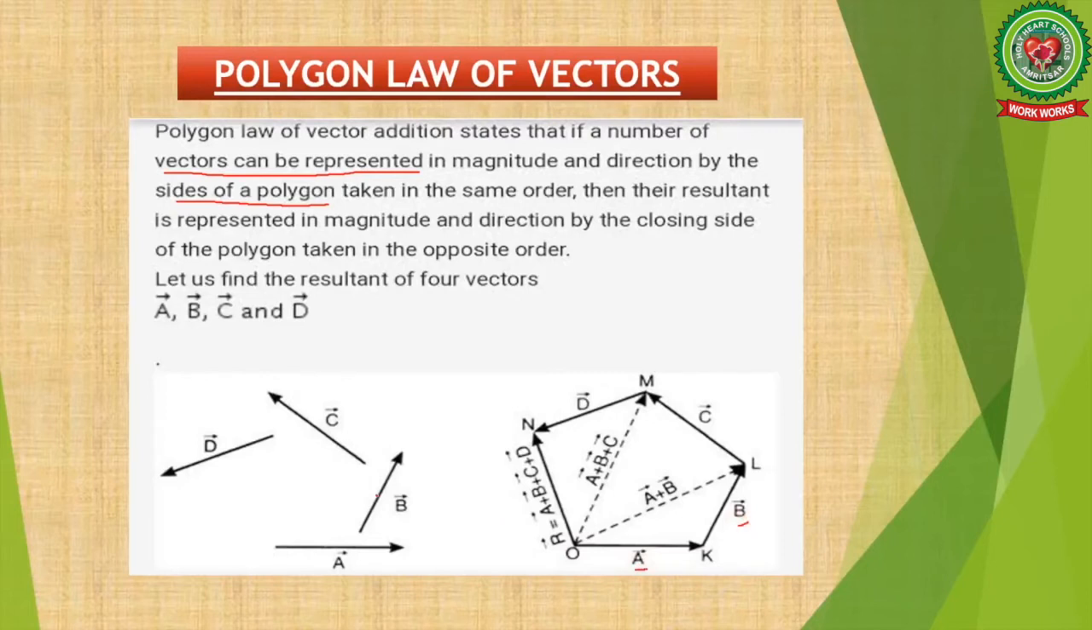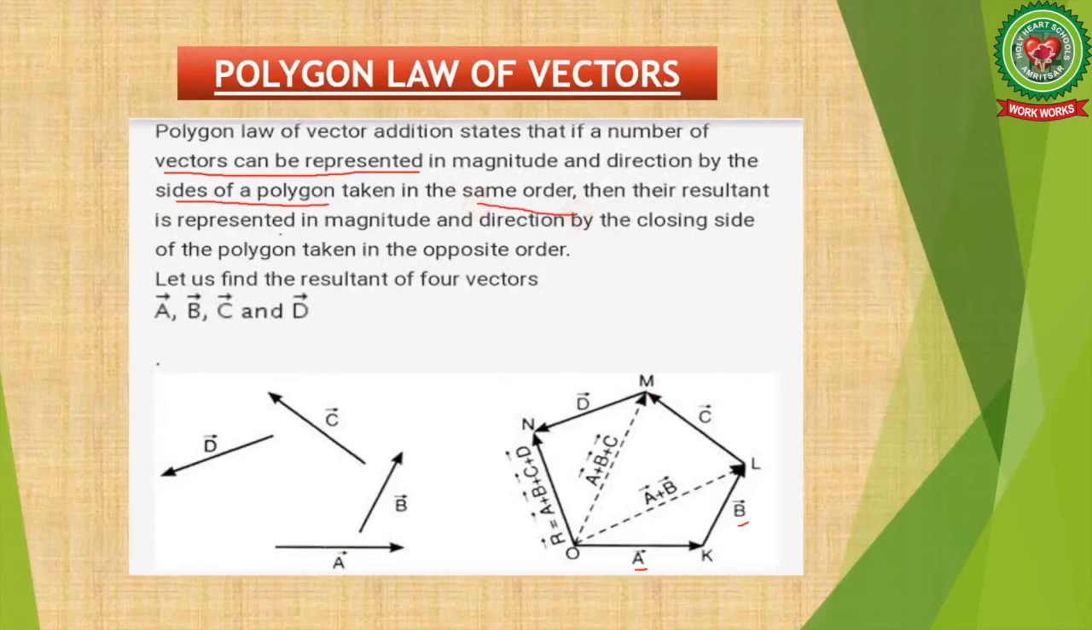We have not changed the direction. Keep this thing in mind. We have just taken this vector as it is. We are not changing its direction. If it is on the upside, here it is also on the upside. Here it is in this direction. We have taken C in the same direction. So we are arranging them like a polygon, taken in the same order.